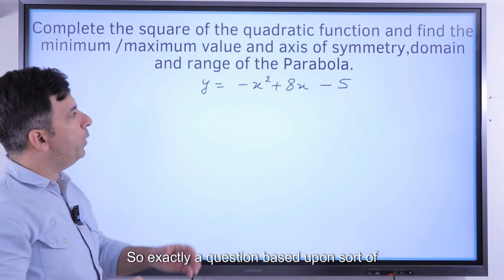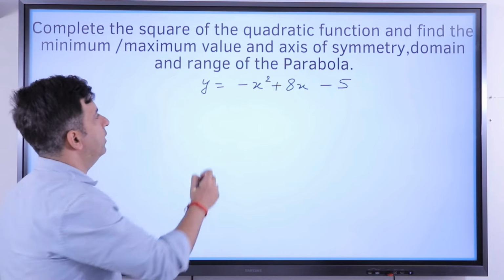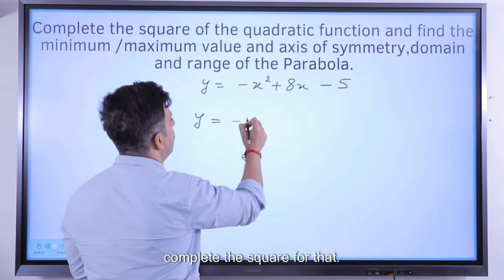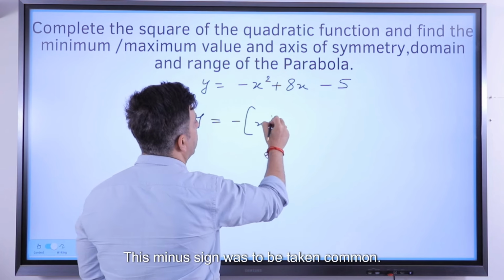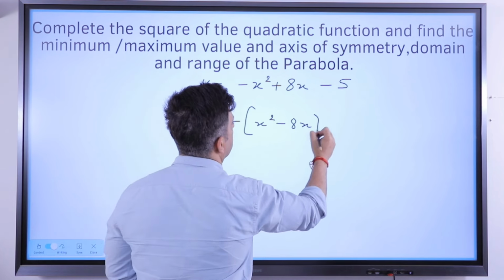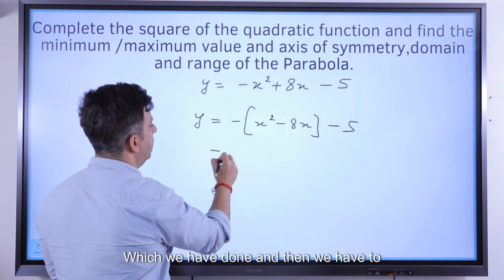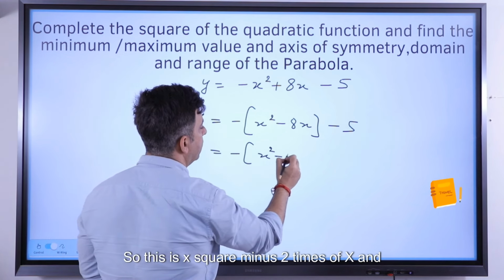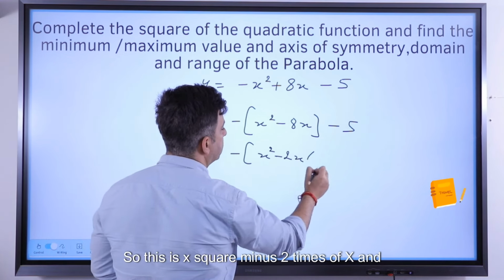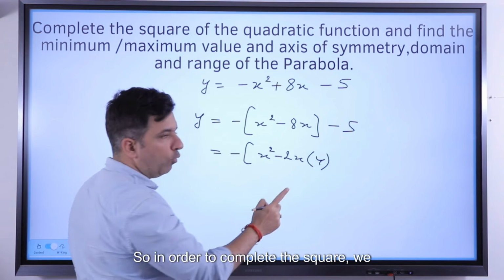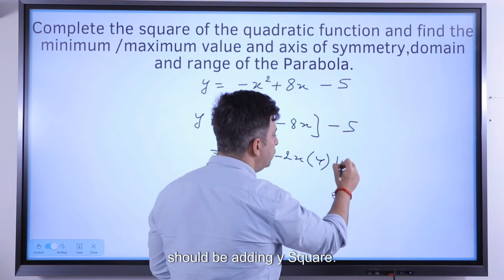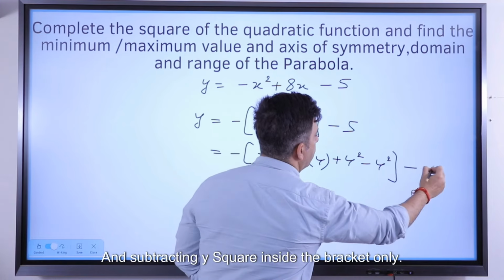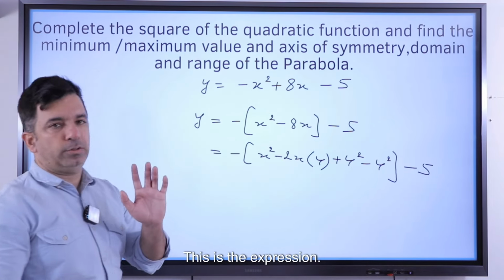So exactly a question based upon the same understanding. We can see that the first task is to complete the square. For that, this minus sign was to be taken common, which we have done, and then we have to complete the square. So this is x square minus 2 times x, and we are left with a 4. So in order to complete the square, we should be adding y square and subtracting y square inside the bracket only. This is the expression.